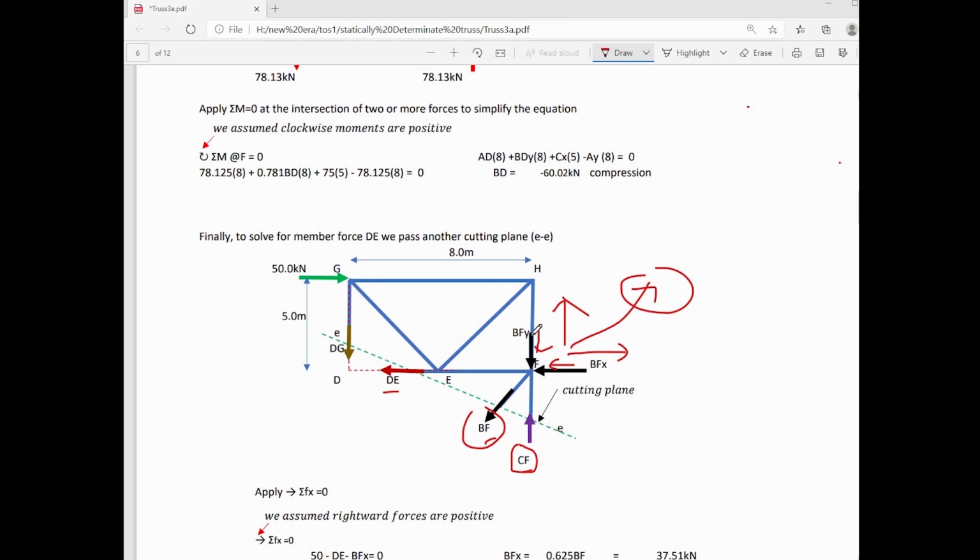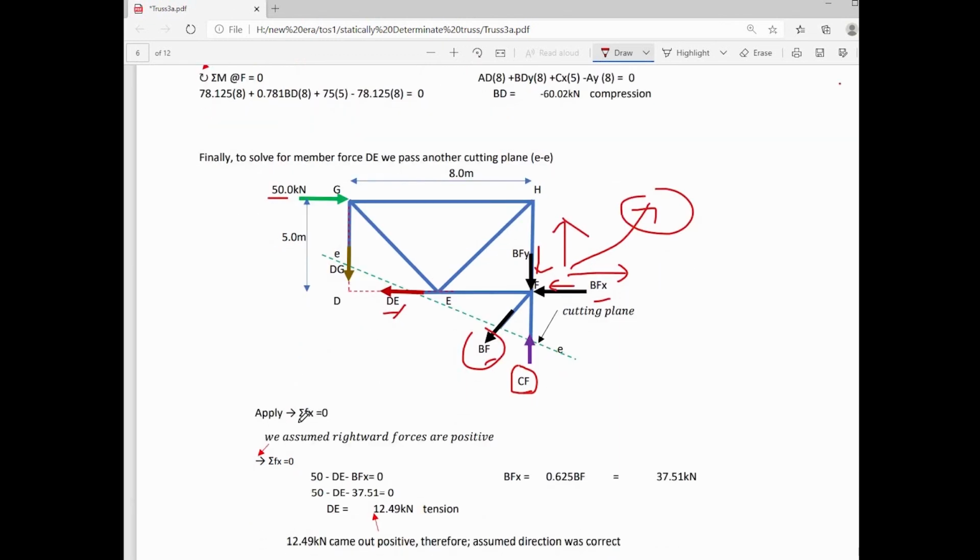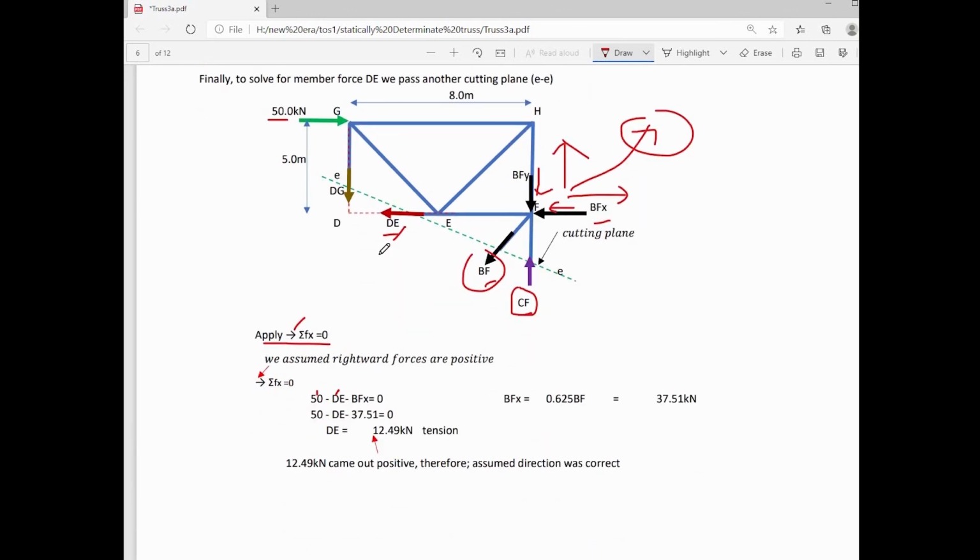We will now apply summation forces along X to our free body diagram. So there are three forces acting in the X direction or horizontal direction to our free body diagram, that is 50 kN applied at joint G, member force DE and the horizontal component of member force BF. We apply summation forces along X is equal to 0, right, for forces positive. We know that 50 kN is acting to the right, so that is positive. For DE, that is acting to the left, so that is negative. And the horizontal component of BF, that is BFX, is acting to the left, that is also negative.